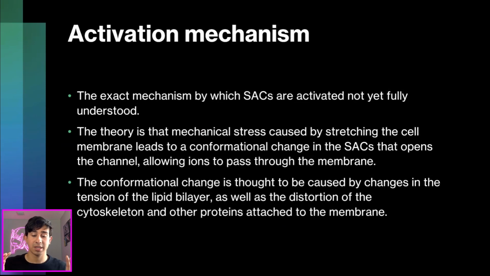Again, the cell membrane is this semi-permeable structure that is very specific to what it allows to flow in and out, and that's why there are these different stimuli that can activate these ion channels to allow certain ions to flow in and out of it. So the conformational change is thought to be caused by changes in the tension of the lipid bilayer, as well as the distortion of the cytoskeleton and other proteins attached to the membrane. The cytoskeleton is just this complex network of proteins.